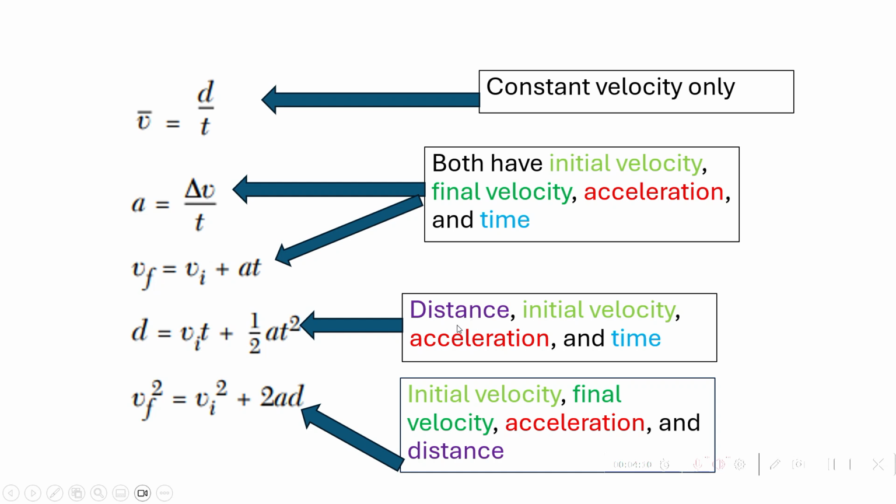The next one is distance equals initial velocity, acceleration, and time. So this one doesn't have a final velocity, whereas the last one doesn't have a time. So it matters what information you have and what you're looking for, okay? This one doesn't have a distance. This one doesn't have a time.